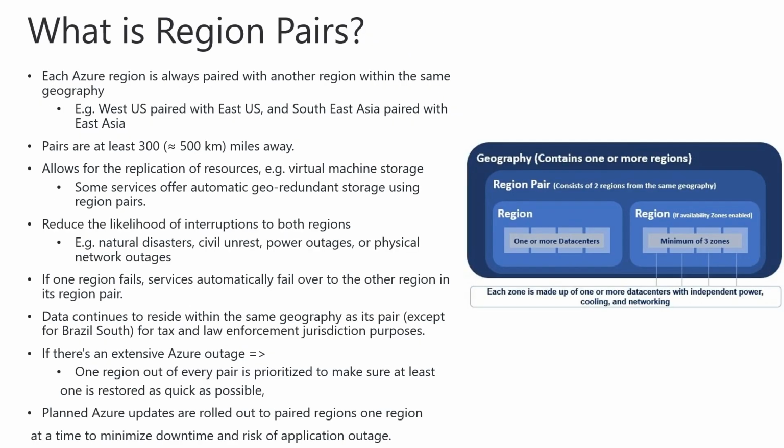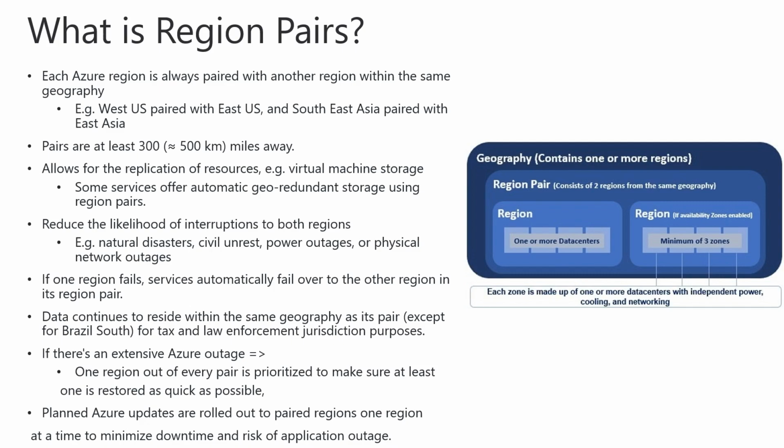Let's talk about region pairs. Each Azure region is always paired with another region within the same geography. For example, West US is paired with East US, and Southeast Asia is paired with East Asia.